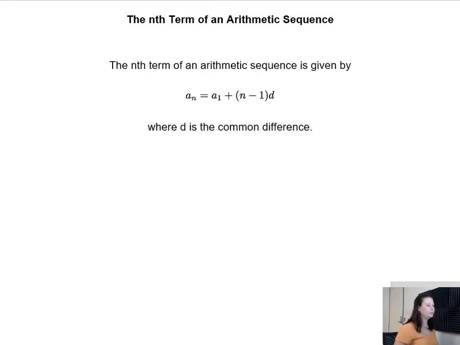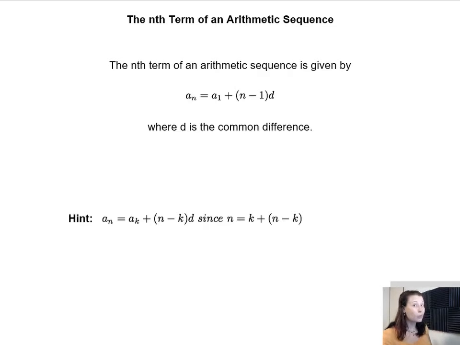All right, now, the nth term of an arithmetic sequence. The nth term is just saying, find a specific one. We just want to find out the 50th term, maybe. We don't really want to find that one because it would be a big number, but we could do it. So what you need to know is the first term, the term you're trying to find, and the common difference. So this is set up specifically knowing the first term.